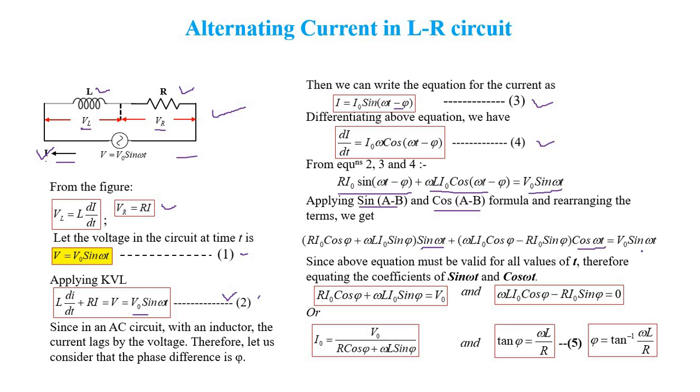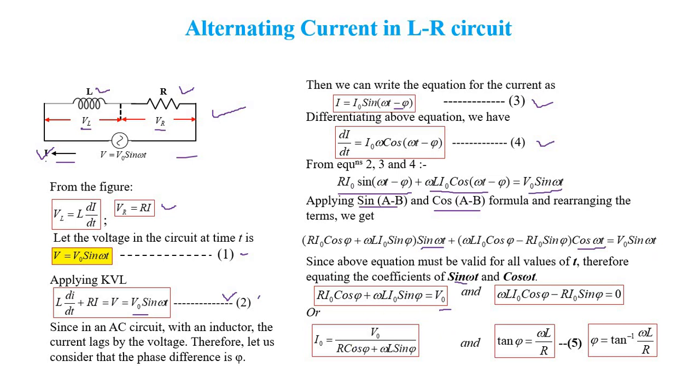Now since this equation is valid for all the values of t, therefore we can equate the coefficients of sin omega t and cos omega t. So by equating the coefficients of sin omega t and cos omega t, we will get R I0 cos phi plus omega L I0 sin phi is equal to V0, and omega L I0 cos phi minus R I0 sin phi is equal to 0, because on the right hand side there is no coefficient of cos omega t.